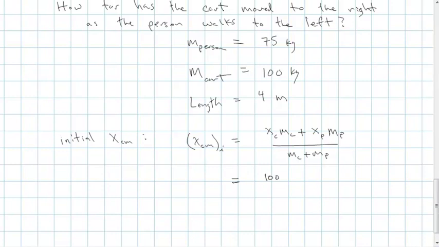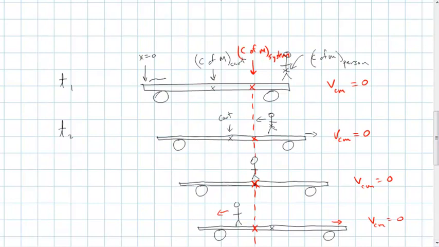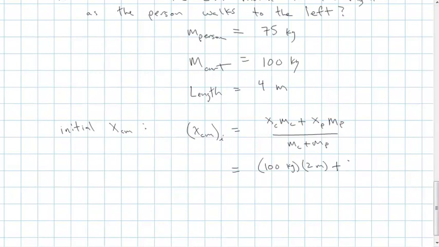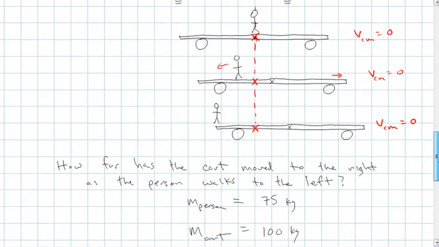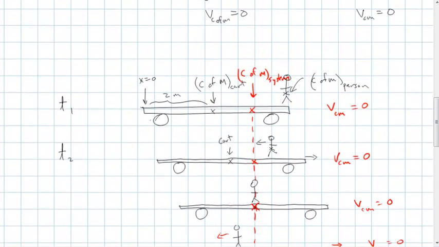So this is 100 kilograms times 2 meters. That's this distance right here. It's 2 meters. Plus the person's mass times 4 meters. That's where they're located. So the center of mass of the system is 2.86 meters to the right of the edge of the boat. So this is 2 meters, so that's this distance.